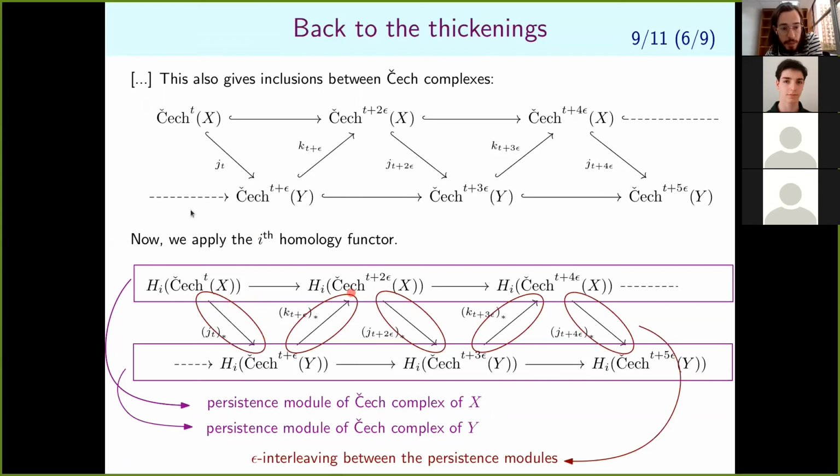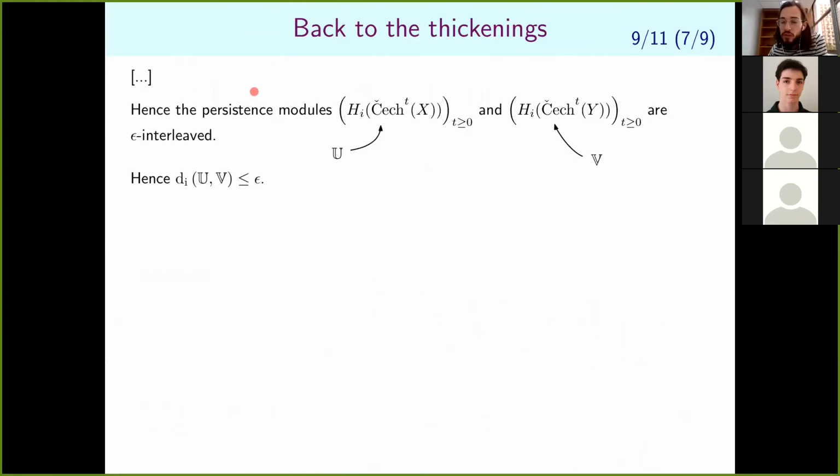Because by functoriality of the homology, this diagram was a commutative diagram. So this diagram is also a commutative diagram, right? So we satisfy the definition of an epsilon interleaving. And we deduce that these two persistence modules are epsilon interleaved, okay? Epsilon being the Hausdorff distance between X and Y.